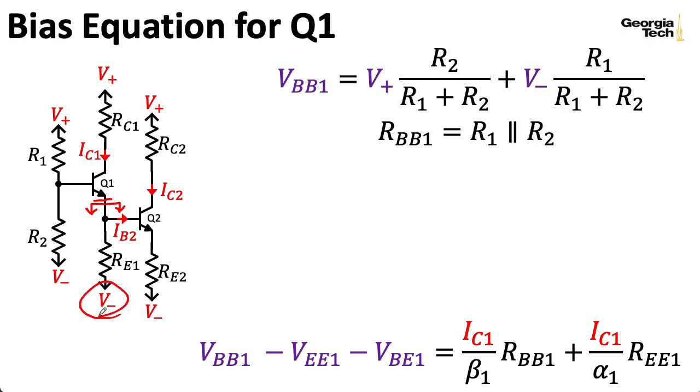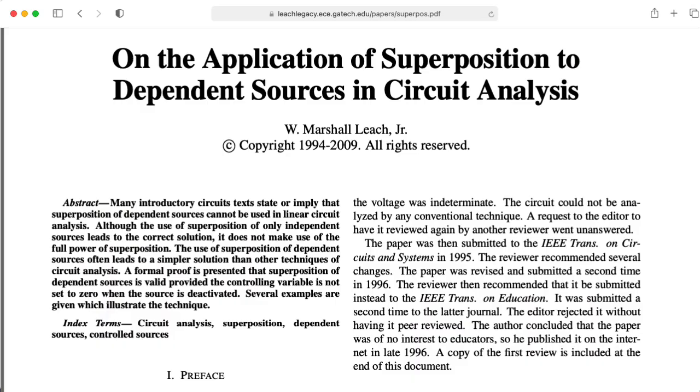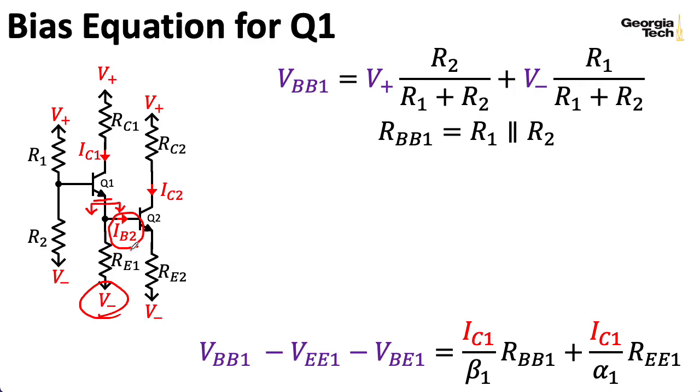One is our power supply, but the other is the current that's flowing into the base, which I'll treat here as an independent source. And this always feels weird to me, but if we buy Marshall Leach's argument about superposition with dependent sources, this is a legitimate way to think about it, as long as you include everything before you actually try to solve for the circuit variables.